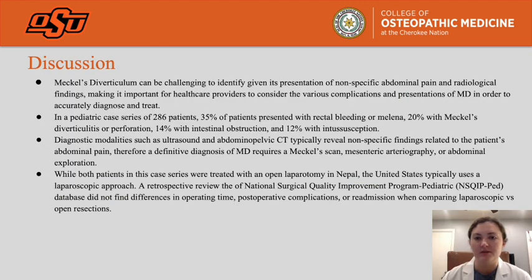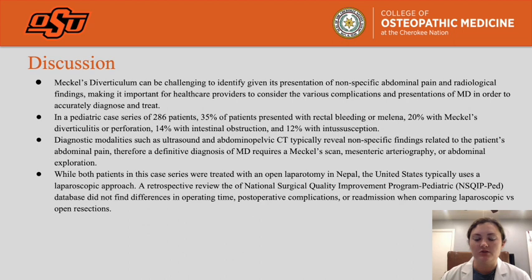There are a number of complications that can arise from Meckel's diverticulum, and they can all present in various ways. This makes it important for healthcare providers to consider this diagnosis with presentations of nonspecific abdominal pain, especially in the pediatric population. There have been a number of studies highlighting the various complications that can arise from Meckel's diverticulum. One pediatric case series looked at 286 patient presentations and recorded 35% with rectal bleeding or melena, 20% with diverticulitis or perforation, 14% with obstruction, and 12% with intussusception.